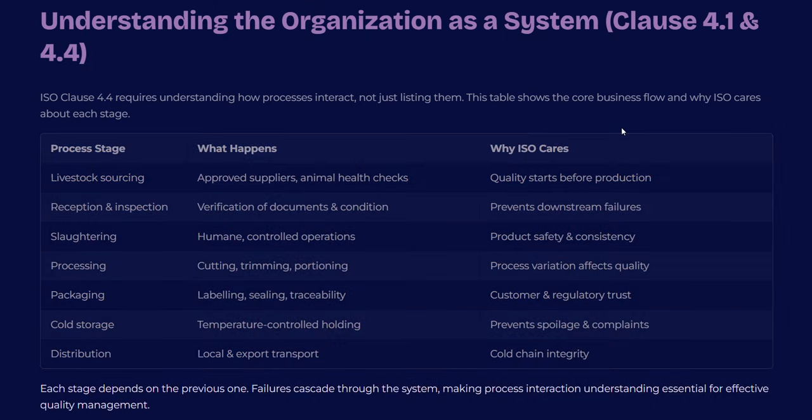So each stage depends on the previous one. If you notice, failure cascades through the system, making process interaction understanding essential for effective quality management.